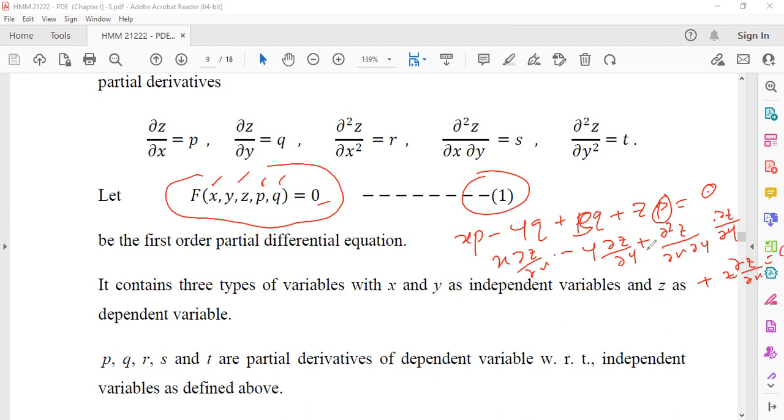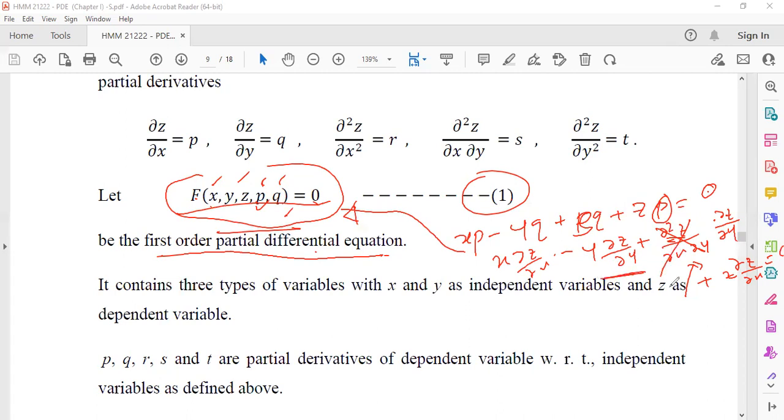Any equation they have written in the common way: a function that has x, y, z as well as p, q, is equal to 0. We are taking it as equation number 1. This is what we call a first order partial differential equation. So this is not possible, isn't it? If I am taking this as a first order partial differential equation, is it possible? No, no. Am I right?